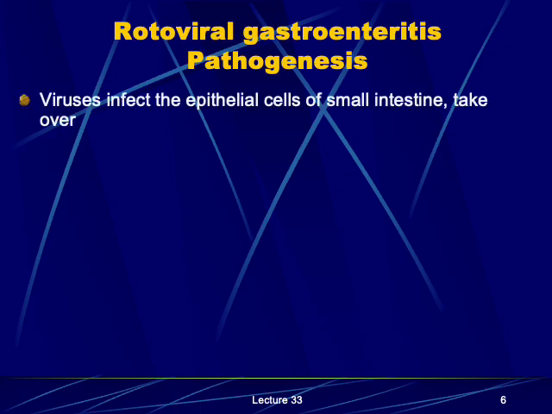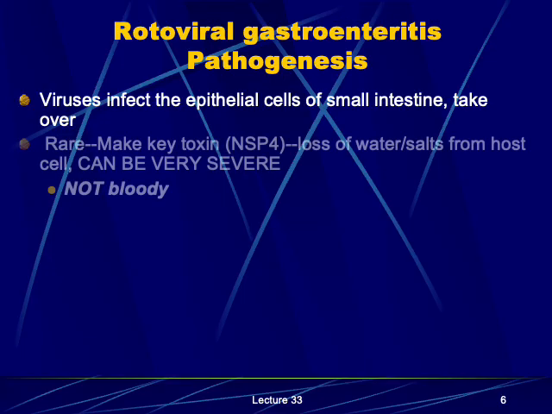So let's talk about the pathogenic mechanism. First of all, the viruses infect the epithelial cells of the small intestine. They take over. They come in on food. They can withstand the acid in the stomach. They come in, they bind, and they infect those cells. And they're naked viruses, so you can imagine direct penetration. They go in, they take over.